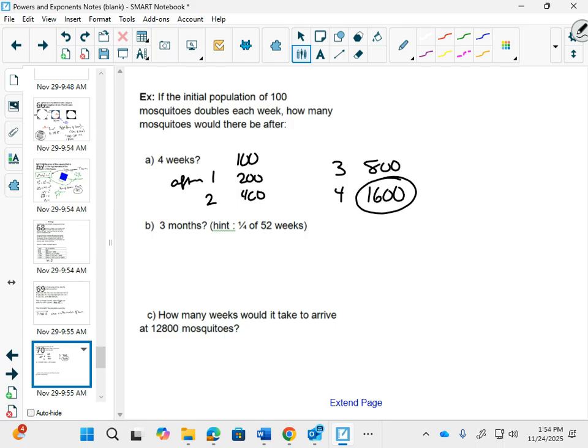Now, it's doubled once, twice, 3, 4 times. This is the same as 100 doubled 4 times. How many weeks are there in 3 months? 12 weeks. Or no, it's actually 13, because some months have 3. Every 3rd month you have a 3rd week. 13 weeks. So I would take my idea as a formula.